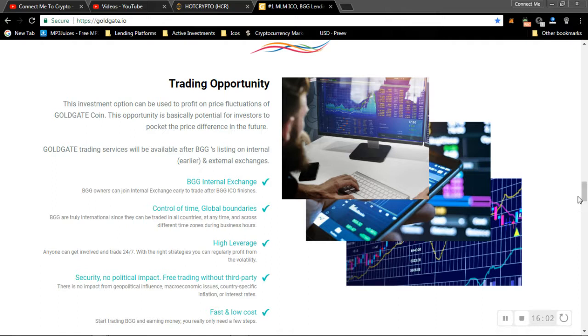Goldgate trading will be available after BGG is listed on internal and external exchanges. So it looks like they're going to be listed on the internal exchange earlier and then external exchanges. So I'm assuming they're going to go on the internal exchange first, then go into the external exchange.